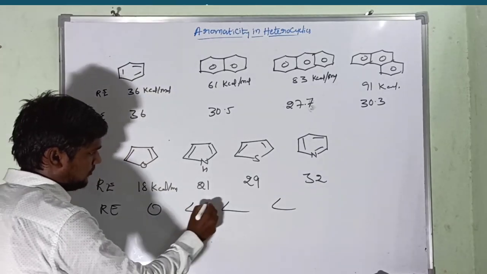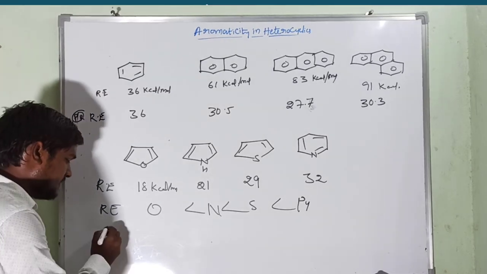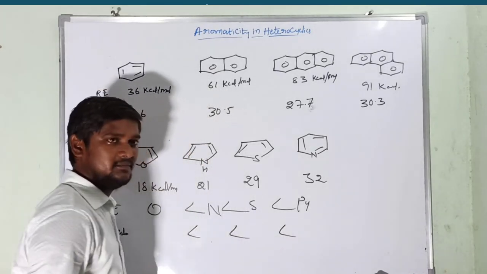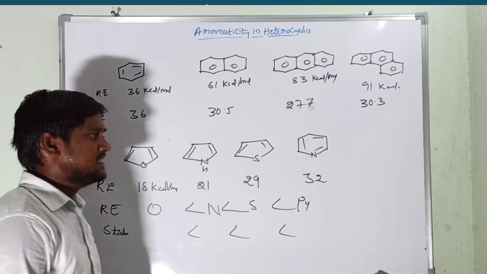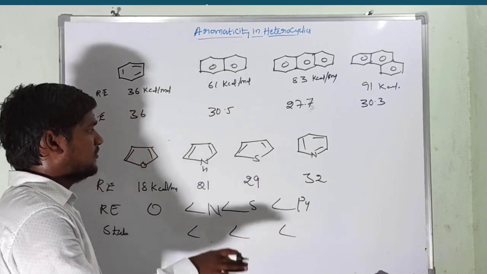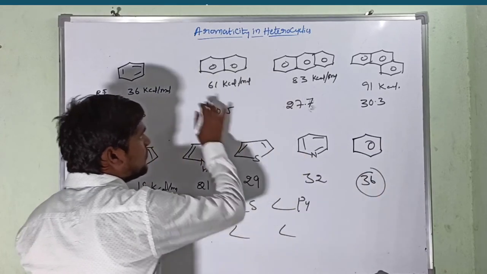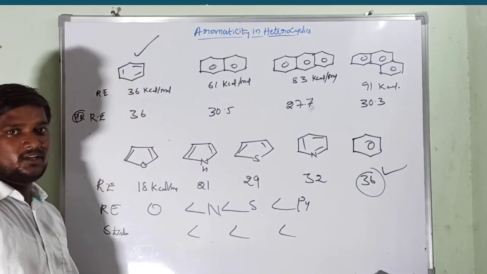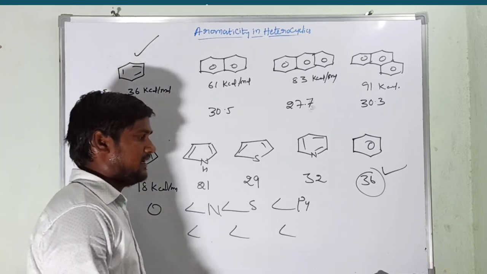Here it is O, N, S, pyridine. This is the resonance order. If resonance energy increases, stability also increases, so this is the resonance energy order as well as the stability order of these compounds. Among these four, benzene has the most resonance energy, that is 36. Among these four, benzene is top. Among these five, benzene is also top. Totally, benzene is more aromatic in nature, and that's why it is more aromatic.